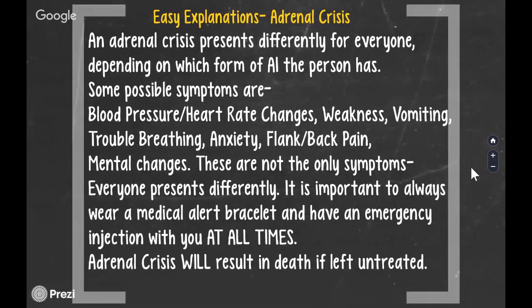Easy explanations. Adrenal crisis. An adrenal crisis presents differently for everyone, depending on which form of AI the person has. Some possible symptoms are blood pressure and heart rate changes, weakness, vomiting, trouble breathing, anxiety, flank pain, and mental changes, and these are just a few of the symptoms. Everyone presents differently. It is important to always wear a medical alert bracelet and have an emergency injection with you at all times. An adrenal crisis will result in death if left untreated.